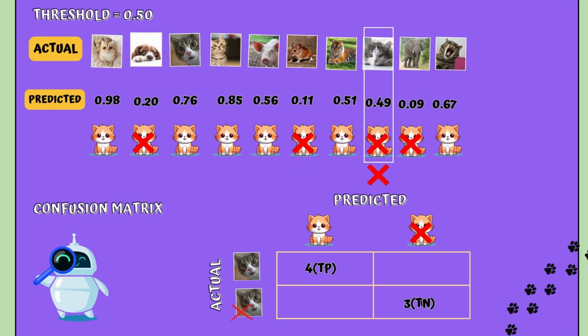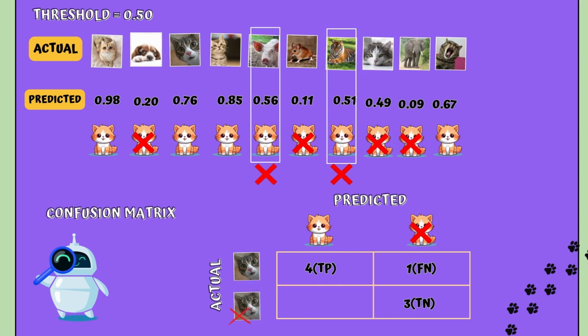False negatives represent the number of cat images that are incorrectly classified as not cat by your model. In other words, these are the actual cats that your model misses. False positives represent the number of not cat images that your model incorrectly classifies as cat. So these are the instances that are actually not cats but your model incorrectly predicts them as cats.